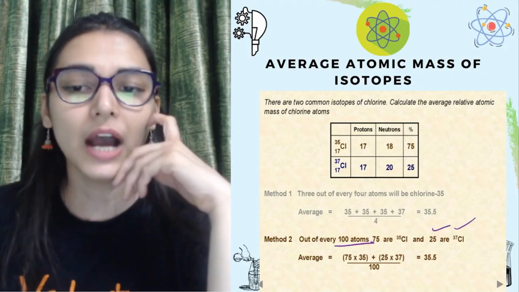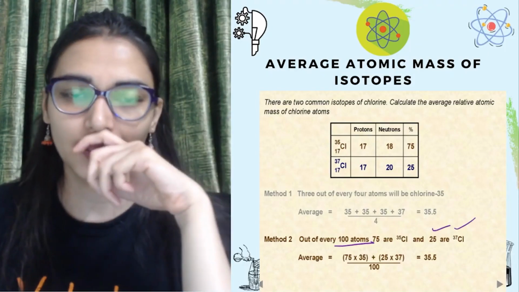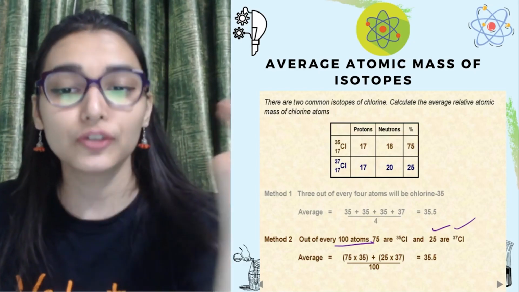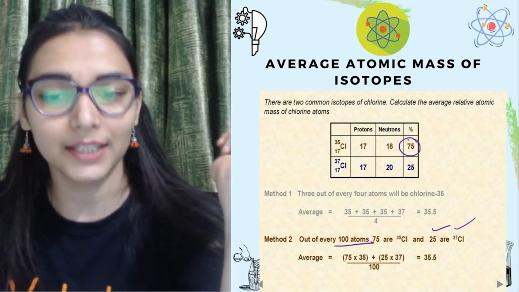Okay, so how do I take the mass now? तो सोचना पड़ेगा what is the right way to take the average atomic mass. So you have to keep the abundance into the picture.